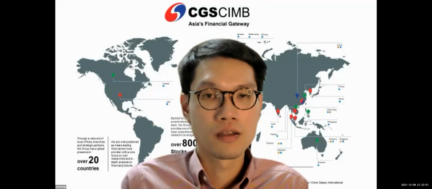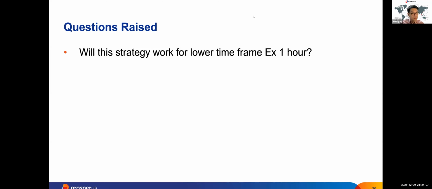Okay, let's take a look at the next question. Will this strategy work for lower time frames, like 1 hour? Yep. For this case, if you're talking about 1 hour, 4 hour, or even 15 minutes, it all depends on the asset class you're looking at.